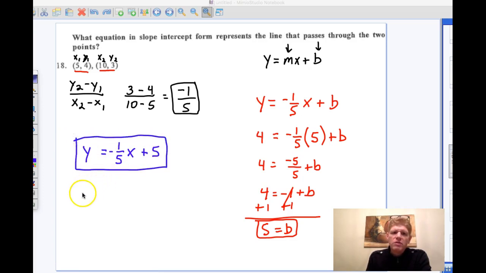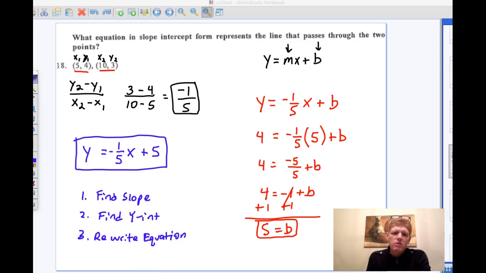So remember the 3 steps. Number 1, you're going to find the slope. Number 2, you're going to find the y-intercept. And then, number 3, you're going to rewrite the equation. And it's as easy as 1, find the slope. 2, find the y-intercept. 3, rewrite the equation.